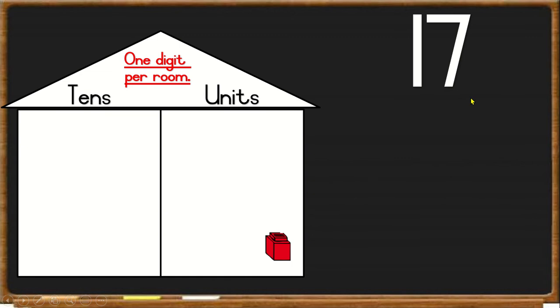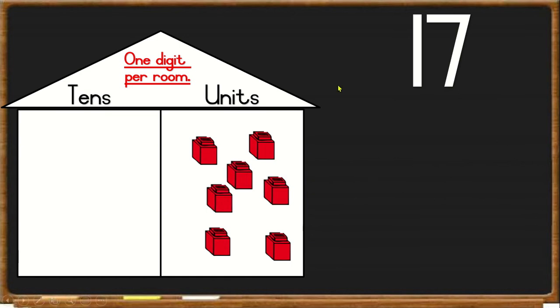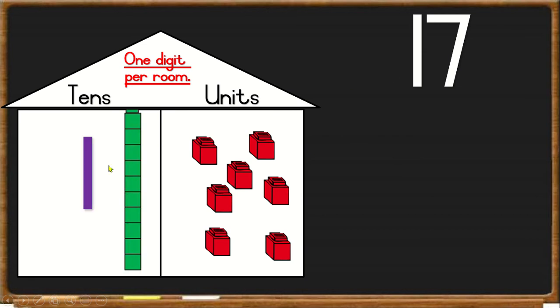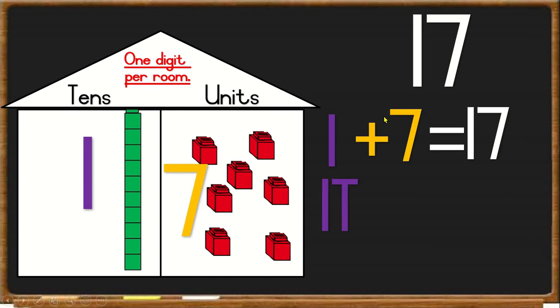Now we have 17. So we have 7 units as indicated by the number on your right and 1 tens block as indicated by the number on your left. So we have 10 blocks plus 7 equals 17.